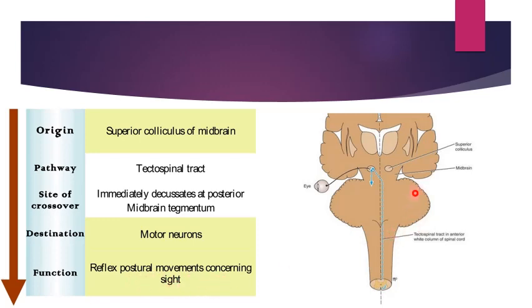Here in this diagram you can see the superior colliculus present in the midbrain, from where the fibers of the tectospinal tract arise, and they immediately cross to the opposite side and descend to reach the anterior white column of the spinal cord. After that they reach the anterior gray column, where they synapse with the internuncial neuron and then the motor neurons of the anterior gray horn of the spinal cord.